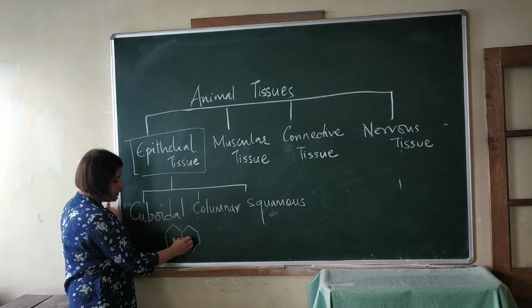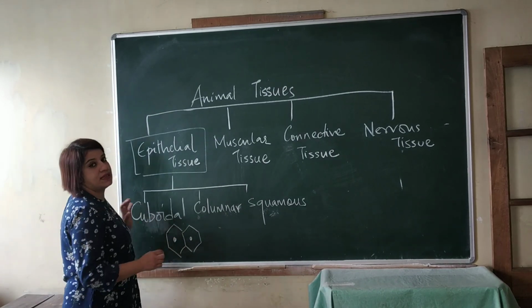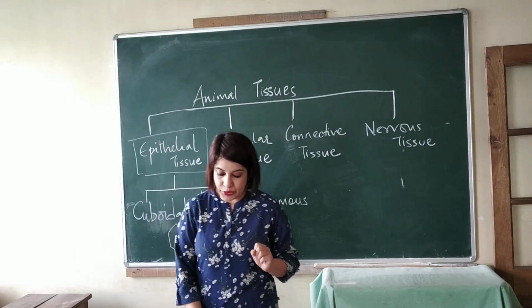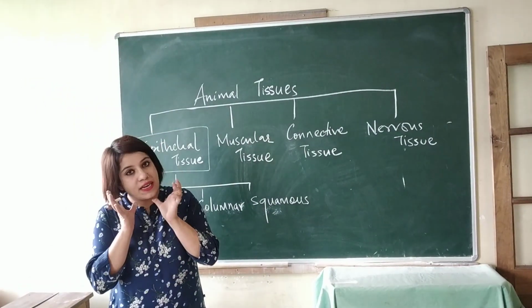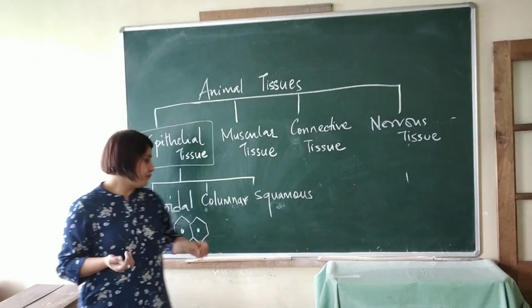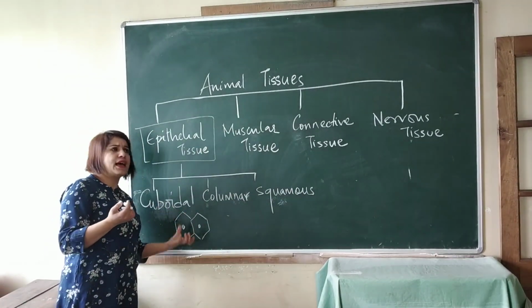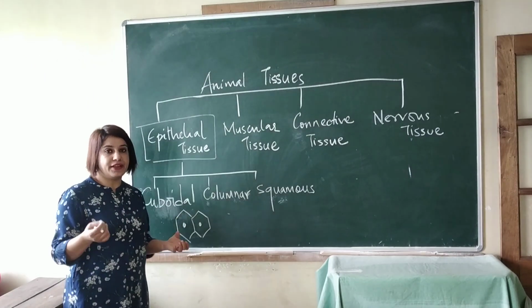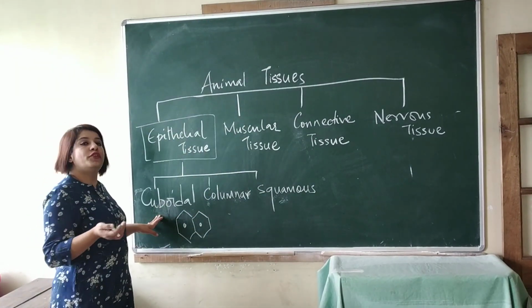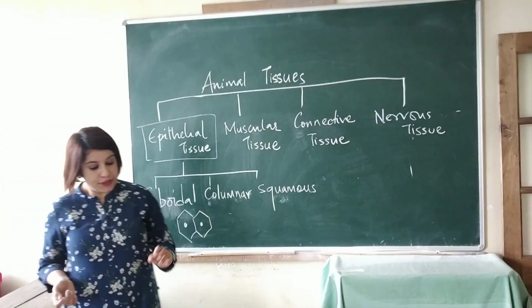The nucleus is present at the center. Now you usually find the cuboidal epithelial tissue in your thyroid gland, the salivary glands. So the covering of the thyroid gland, the covering of the salivary gland, the covering of your kidney is all made up of cuboidal epithelial tissue.